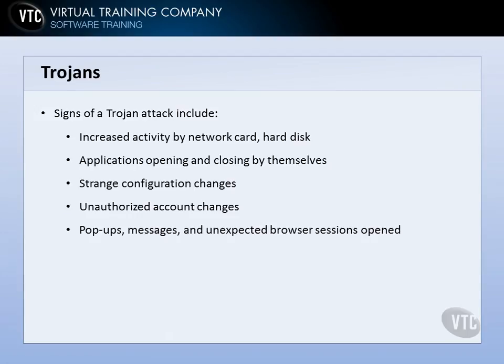Any kind of strange configuration changes, desktop colors, themes, may be one thing that's obvious, but a lot of these configuration changes wouldn't be noticeable to an ordinary user. Things like encryption being turned off or SMB signing turned off, for example. You also may see unauthorized account changes, like user accounts that weren't there before, or even your password policy has been changed. Maybe some accounts have blank passwords now. Another thing you might see are pop-ups, messages, and unexpected browser sessions that are opened and closed, sometimes very quickly. That could be a sign that the Trojan is communicating across the network or the internet.